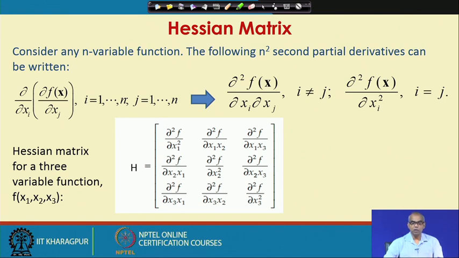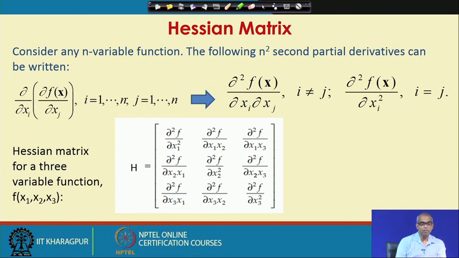Now, let us discuss the Hessian matrix. Consider any n variable function. The following n square second partial derivatives can be written in the form of a matrix. So, what are the second partial derivatives?